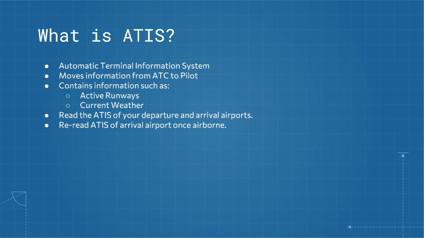It contains useful information, such as the active runways and the current weather at an airport. It is advisable to read the ATIS of both your departure and arrival airports before receiving an IFR clearance. It is also then wise to review the information of your arrival airport once you are airborne to ensure it hasn't changed.